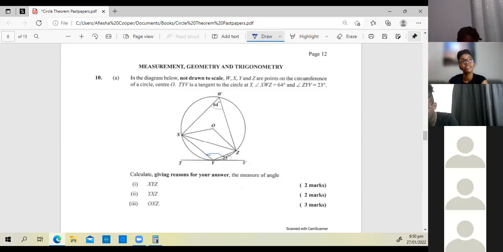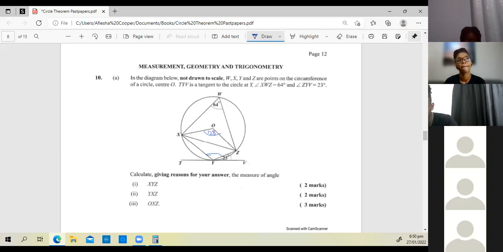This looks so similar to our question we did before, and it looks like it just rotated. How much is XYZ? 116. How did we get that? Miss, angle at the center is 2 times the angle at the circumference. So I said XOZ would be 2 by 64, which equals 128.